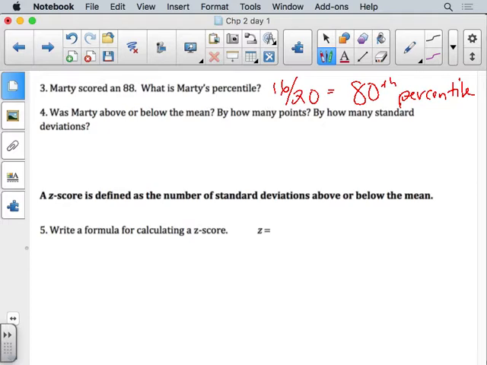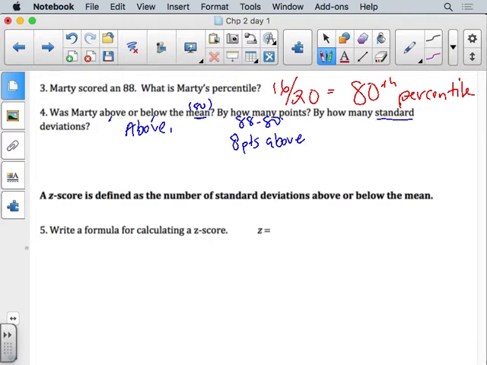Okay, so let's get how many standard deviations he was away from the mean. Was Marty above or below the mean? Well, the mean was 80, so he was above the mean. By how many points was he above the mean? He was at 88 and our mean was 80, so he was 8 points above the mean. Okay, so I'm 8 above the mean.